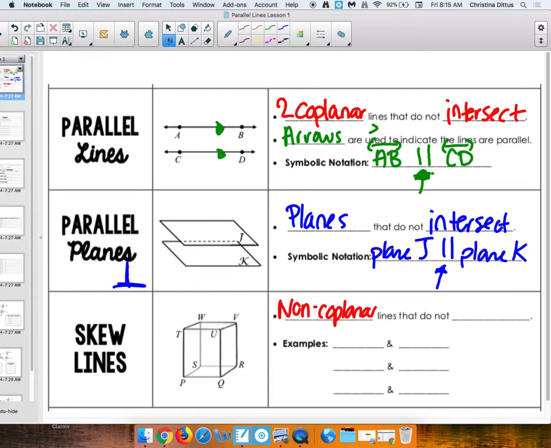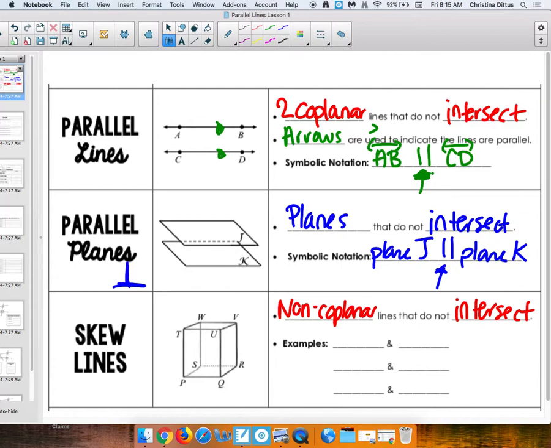So parallel lines are coplanar, so parallel lines are on the same plane. Non-coplanar lines are not on the same plane. Okay. So these are non-coplanar lines that do not intersect. So it's kind of like throwing parallel in there, but one more thing. They can't be on the same plane.